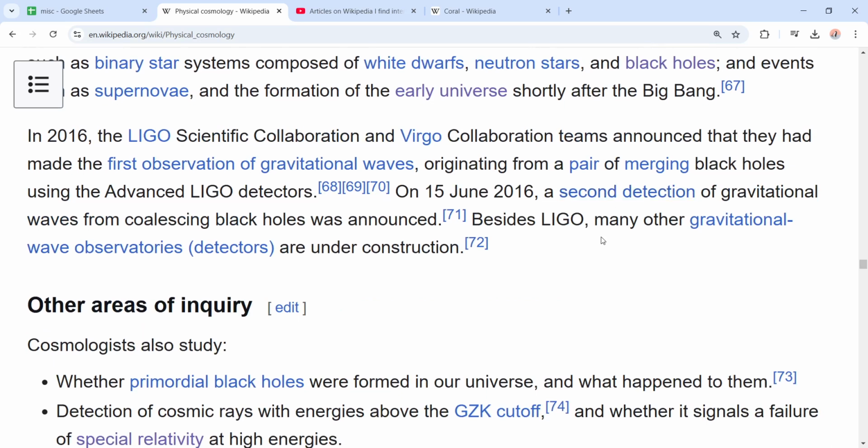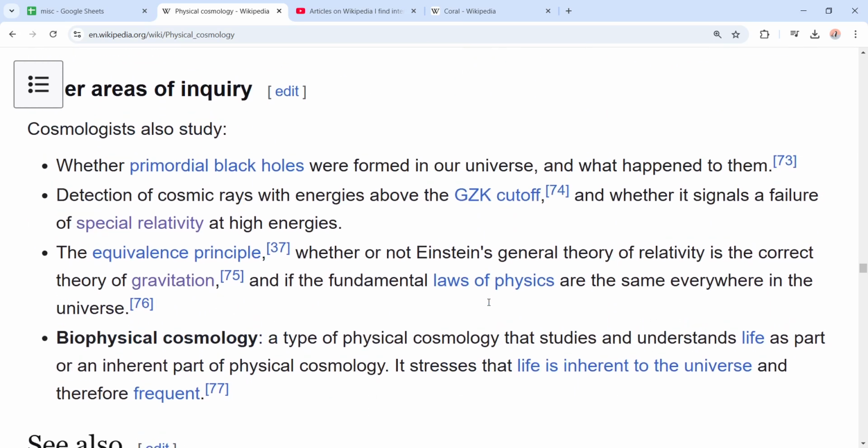In 2016, the LIGO Scientific Collaboration and Virgo Collaboration teams announced that they had made the first observation of gravitational waves originating from a pair of merging black holes using the advanced LIGO detectors. On June 15, 2016, a second detection of gravitational waves from coalescing black holes was announced. Besides LIGO, many other gravitational wave observatories (detectors) are under construction.